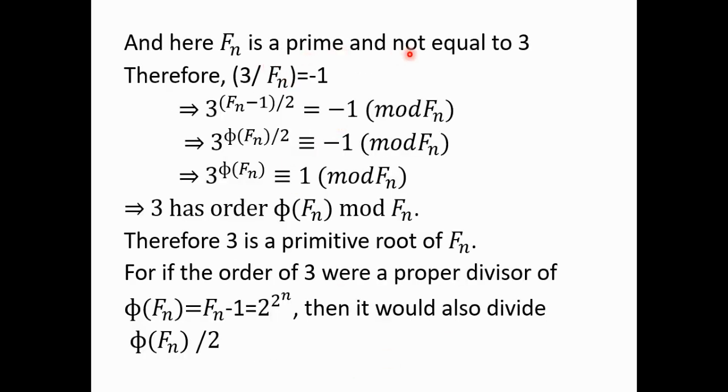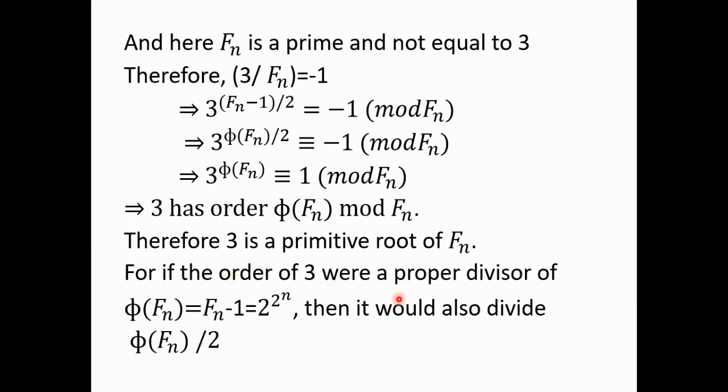And here Fn is a prime and it is not equal to 3, and therefore 3 upon Fn has value minus 1. So this implies that 3 to the power (Fn minus 1) upon 2 is minus 1 modulo Fn, and this implies that 3 to the power, what is Fn minus 1? Fn minus 1 will be phi of Fn because Fn is a prime. So Fn minus 1 is phi Fn. So 3 to the power phi Fn upon 2 is congruent to minus 1. This implies that 3 to the power phi Fn is congruent to 1 modulo Fn. So 3 has order phi Fn, that means 3 is the primitive root of Fn.